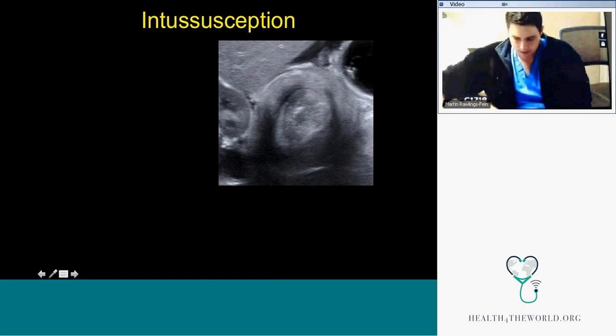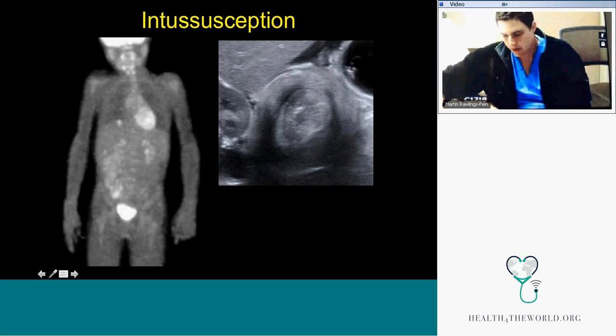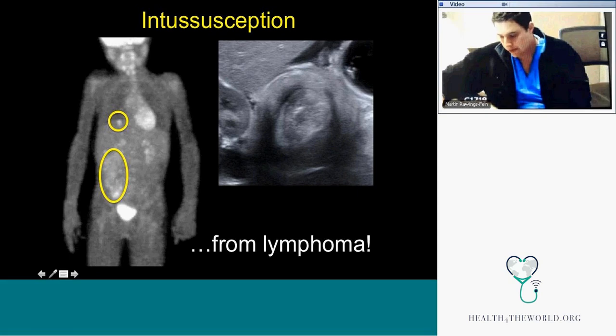If you find intussusception in someone who's older than 3 years old, you have to worry that there's some underlying abnormality. PET scan, and we see hypermetabolism in the bowel, but we see additional foci of uptake. It will have to be lymphoma. So anytime you have intussusception older than 3 years old, you have to worry about a tumor. Lymphoma, particularly Burkitt's lymphoma, likes to go to the bowel. Remember, B for Burkitt's goes to B for bowel.